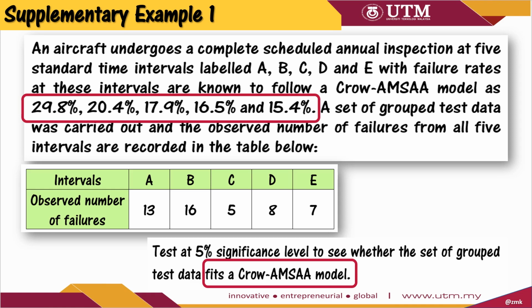Therefore, no parameter is to be estimated in this example since the Pi are all known. Please check and make sure that the sum of the percentages must be 100%, or equivalently the sum of proportions must be equal to 1. How are you going to proceed from here? Let's find out in the next slide.